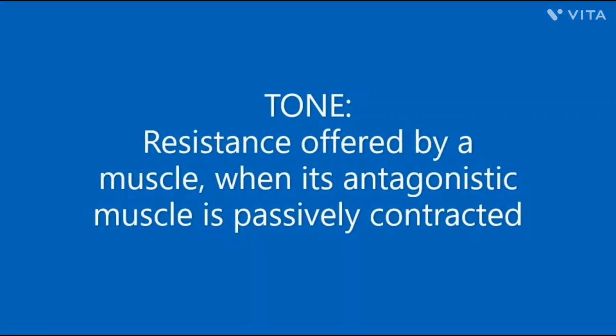Next, we assess the tone of the muscle. The textbook definition of tone is a partial state of contraction of muscles, even in the resting stage. However, when examining, this cannot be appreciated easily. Instead, we look for the resistance offered by a muscle when its antagonistic muscle is passively contracted.